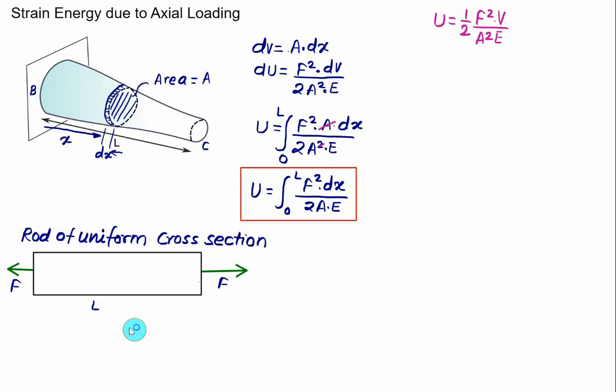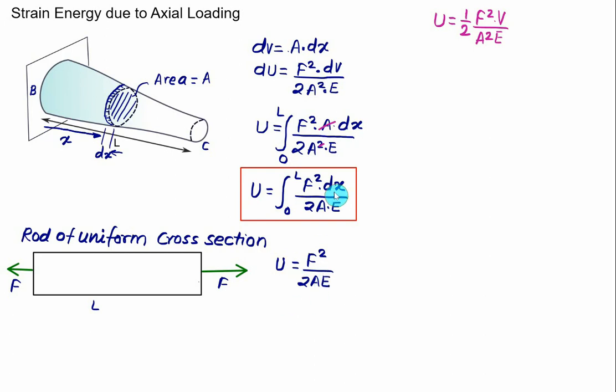Suppose we have a rod of uniform cross section subjected to equal and opposite forces at the ends, of magnitude F. Since the value of the force remains constant at any section, area is constant, and Young modulus is constant, the total strain energy U will be equal to F square divided by 2 times cross-section area times Young modulus E.